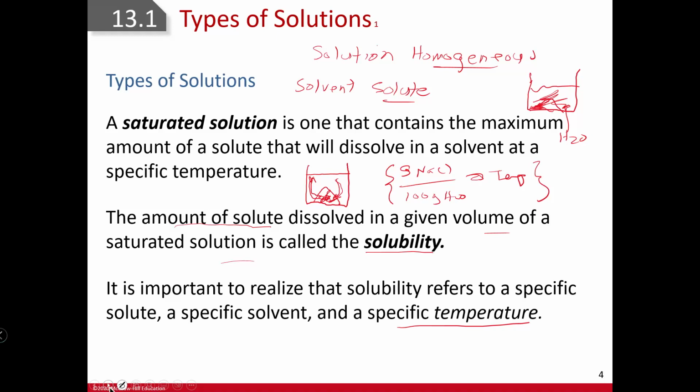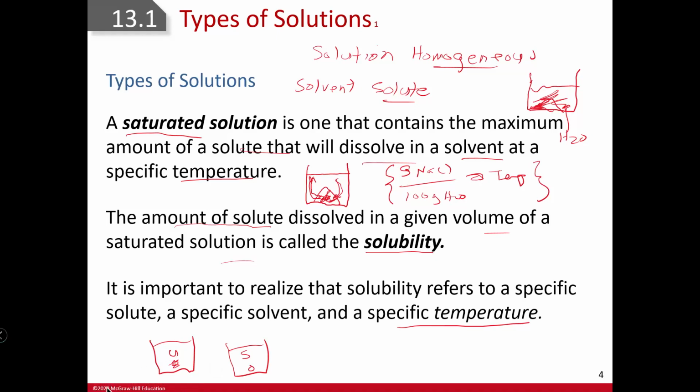So saturated solution, make sure you understand it. Make sure you understand the definition. It's the maximum amount of solute that will dissolve in a given amount of solvent at a particular temperature. And then think about what it looks like visually. Really, visually, you can't tell the difference between unsaturated and saturated until you add one more little amount of salt. If it dissolves, it was unsaturated. If it doesn't dissolve, then you've passed the saturation point. You're past the solubility limit.